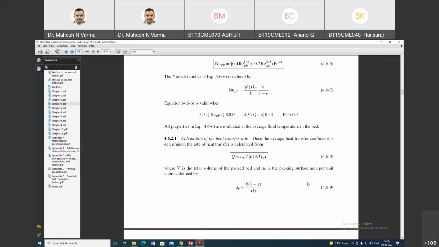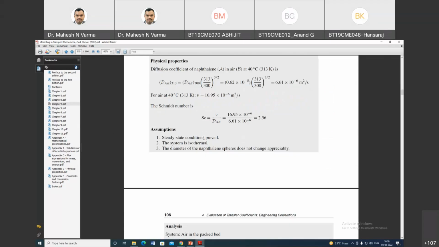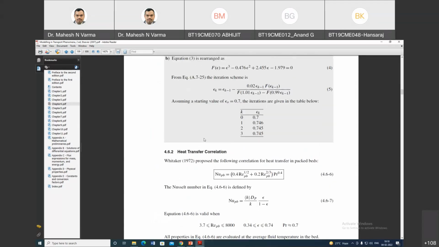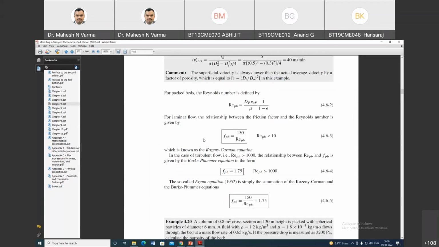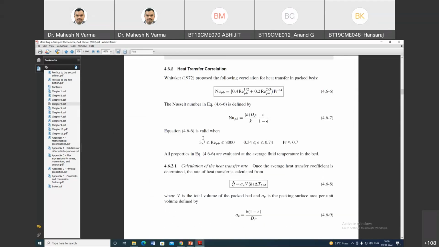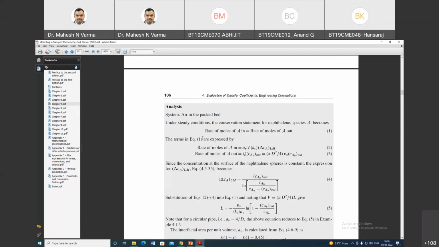Previously I also told you that these are not the only engineering correlations available. There are thousands of engineering correlations available. If you go into the literature, you can get many, but we'll stick ourselves, at least for this fundamental transport phenomena syllabus, only to whatever information is given in chapter number 4. Otherwise, there is vast data available. So we'll stick to only chapter number 4, and whatever is given there, you need to study properly.